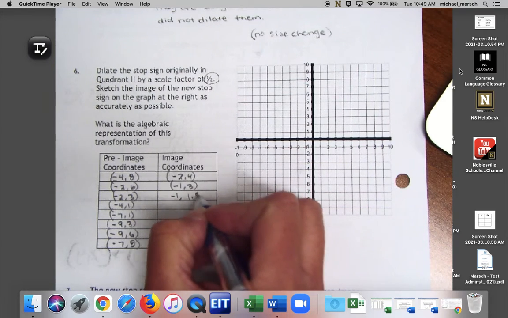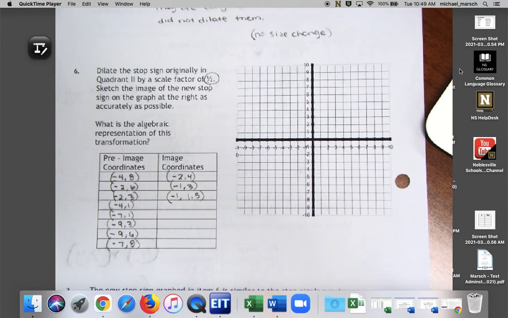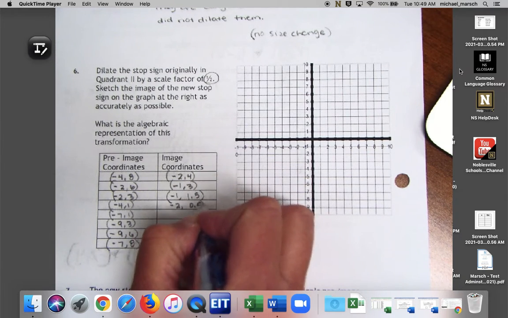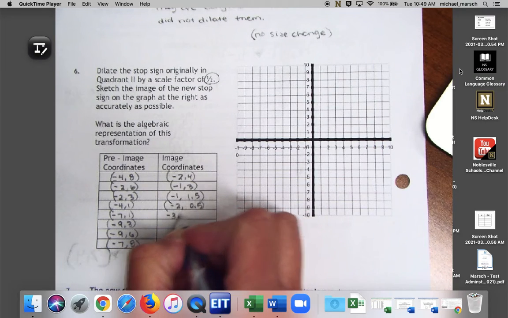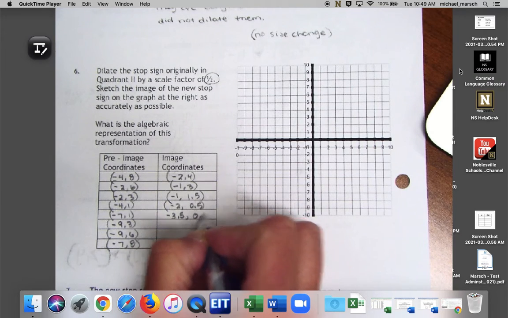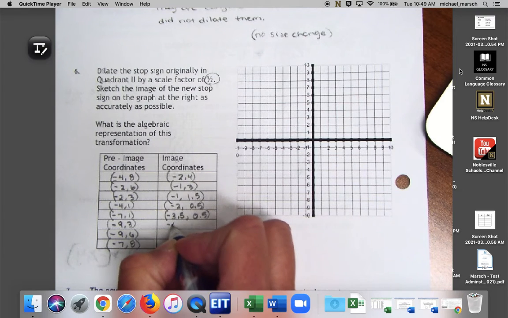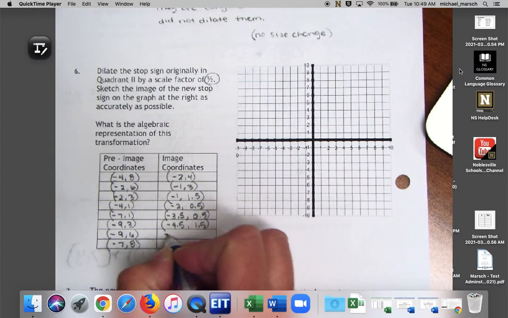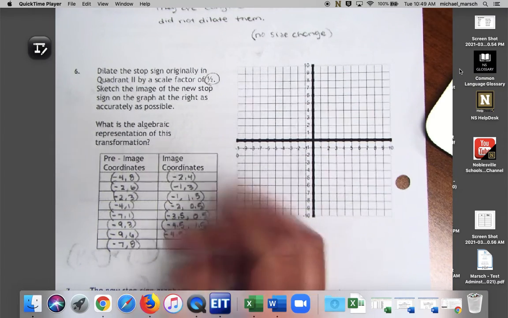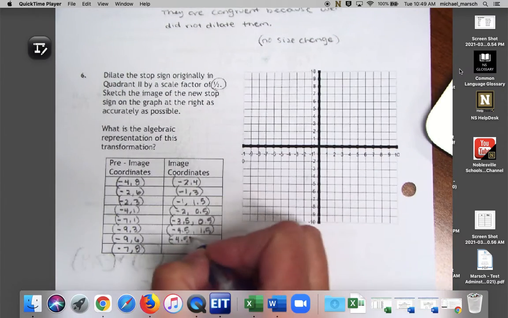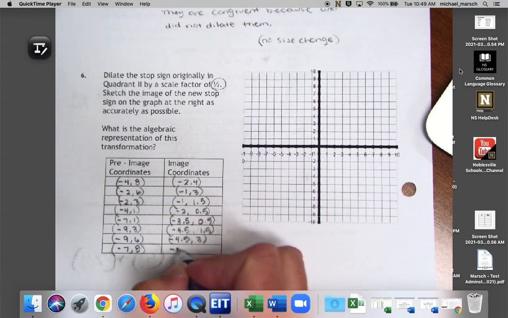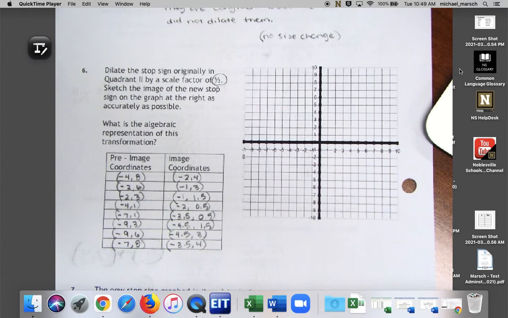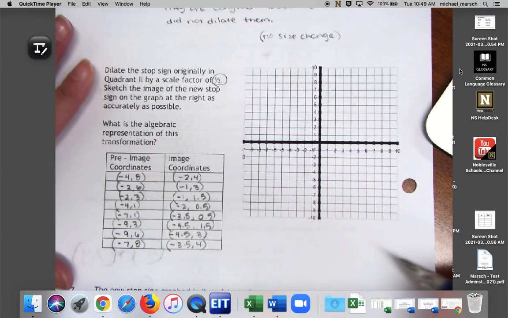-1, 1.5, which we'll just estimate where the halves are. -2, 0.5. -3.5, 0.5. -4.5, 1.5. -4.5, 3. And -3.5, 4. So again, we're just going to have to estimate where those halves are on this coordinate plane.